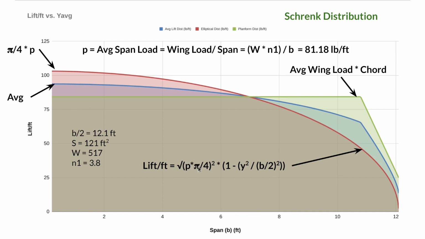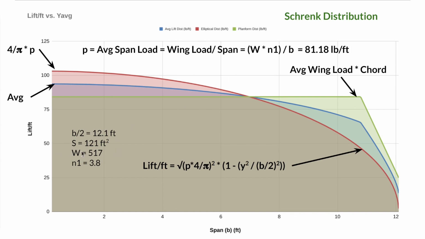Same thing down here. Swap this 4 and the pi. I'm going to go ahead and do that right now. So we have 4 divided by pi multiplied by the p value. So the average span load is the wing loading. So that's W times N sub 1.